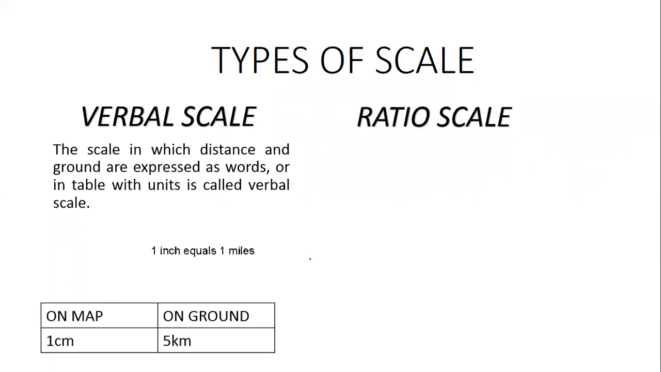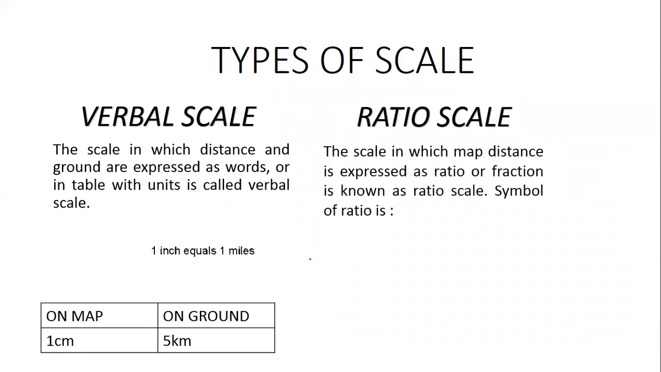Ratio scale. The scale in which map distance is expressed as a ratio or fraction is known as ratio scale. Symbol of ratio is this. It can be represented as 1 is to 5 lakh.